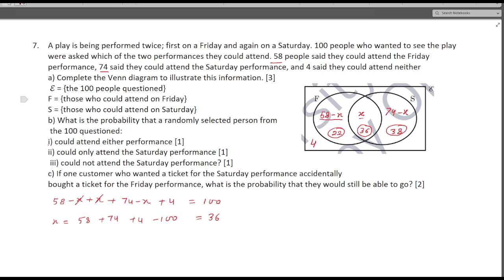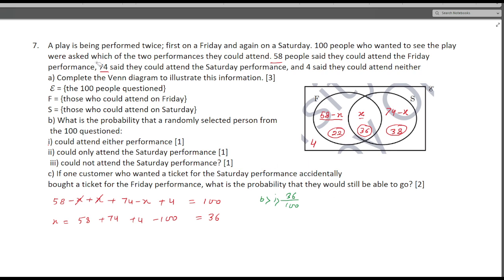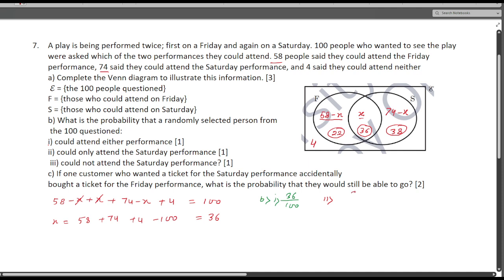Now the B part. What is the probability that a randomly selected person from the 100 could attend both performances? So I have 36, so 36 divided by 100. Okay, second question of B: could attend only the Saturday performance. So I have 38, so 38 divided by 100.